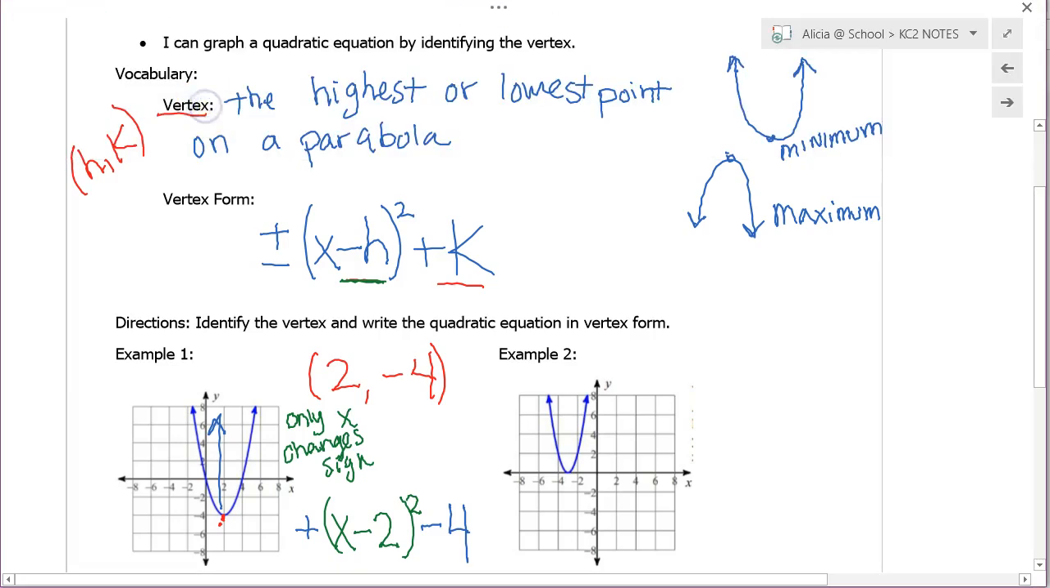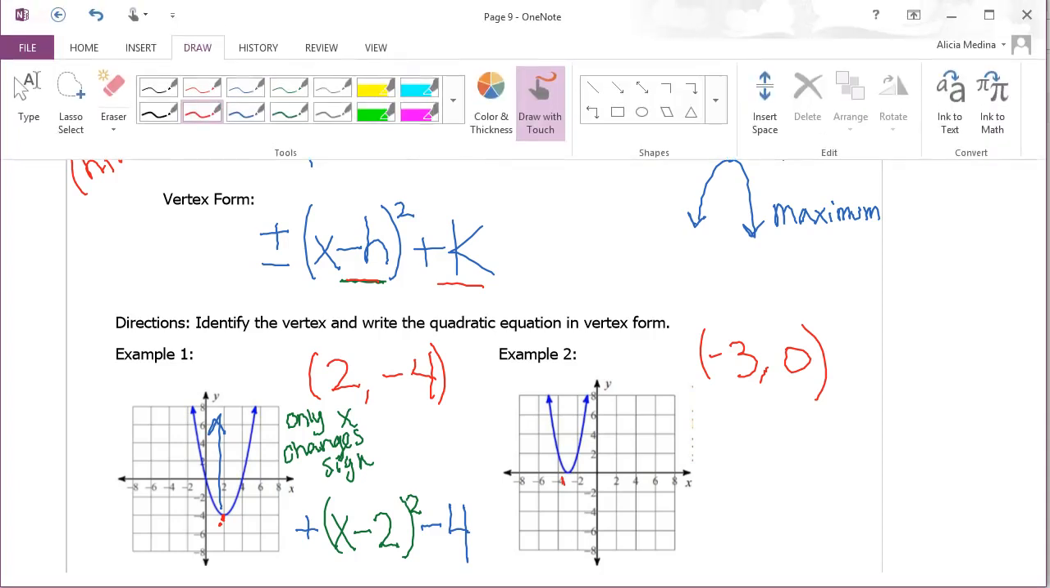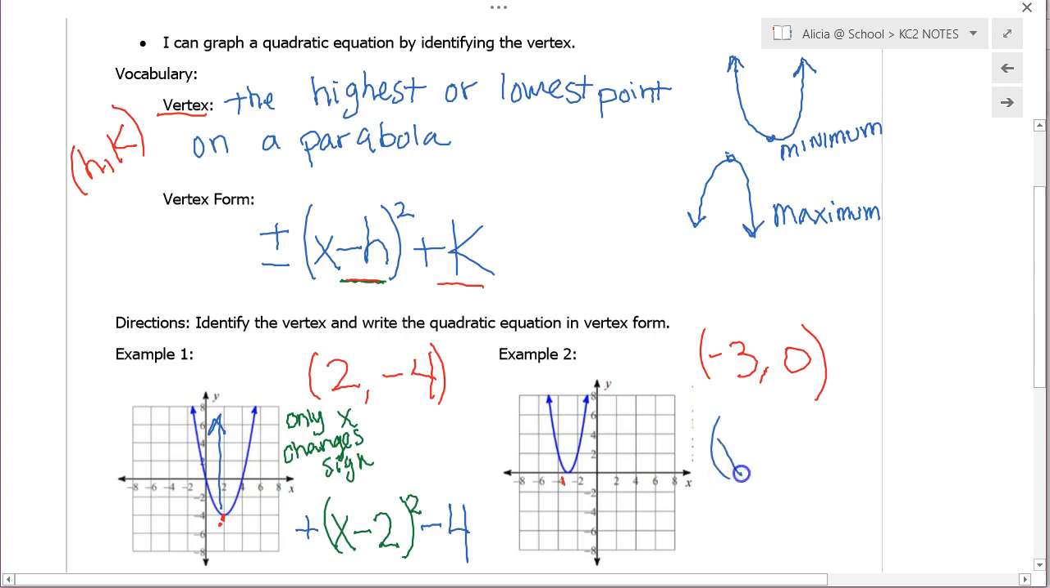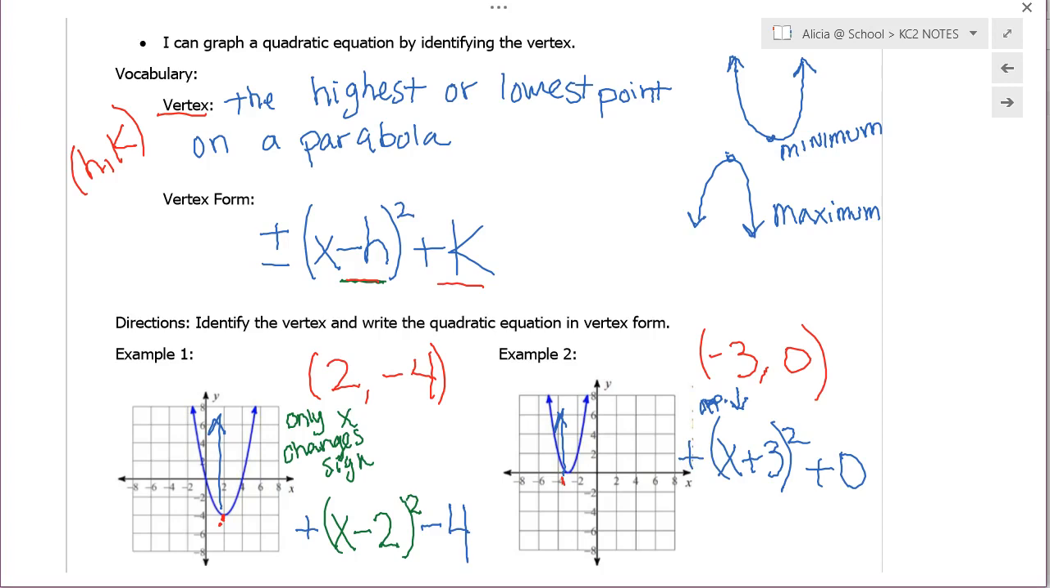Alright, looking at example number 2. Locate the vertex is the first thing. I see my vertex right here, which is negative 3, comma 0. So when I write my formula again, I have that x minus h squared. Since this was a negative 3, I have to take the opposite. Taking the opposite would be a positive 3 squared plus 0. K stays the same. Again, this was opening upward, so I will have that positive sign in front. So my final equation, since k was 0, I can just rewrite this to say x plus 3 quantity squared. Remember, that is an exponent, so please make sure it looks like an exponent.